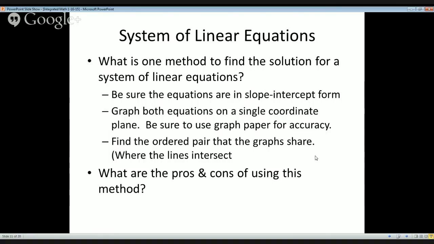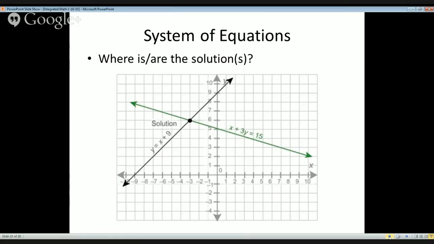We know the intercepts, we plot that, and then we use the slope to move from there to the next point and get the next few points using the slope. Then once you have the slope-intercept form, you're going to graph both equations on a single coordinate plane, and be sure you're using graph paper when you're doing this for accuracy. So in this case, they graphed both the equations on the same coordinate plane.